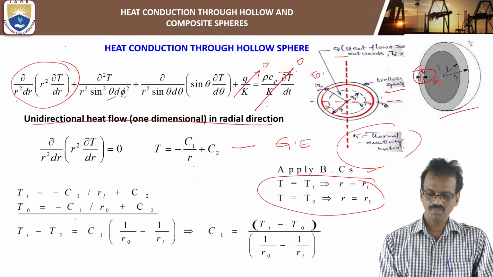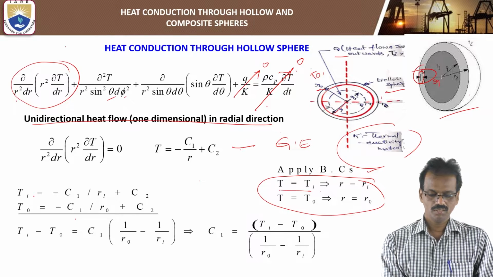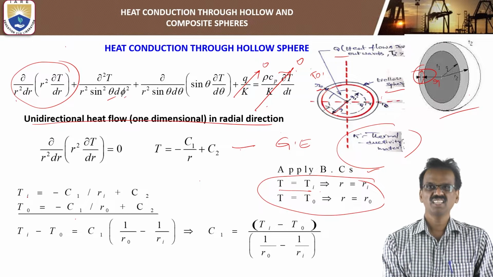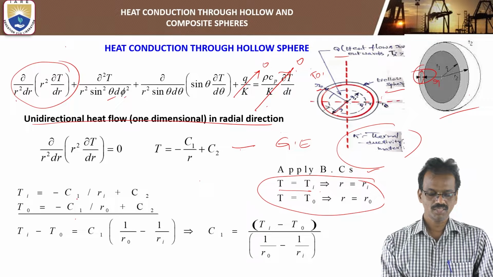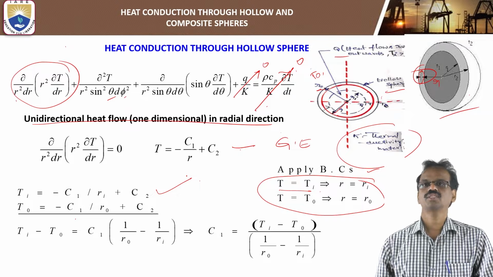Here, just like we apply the first boundary condition, it means if T is equal to Ti, R is equal to Ri. So it means at the place of the T, you can put the Ti. So Ti is equal to minus C1 by Ri plus C2. So that is the first equation.